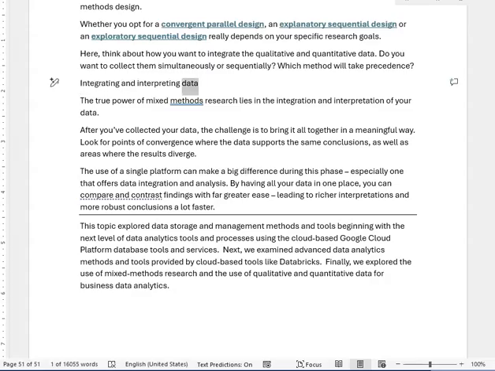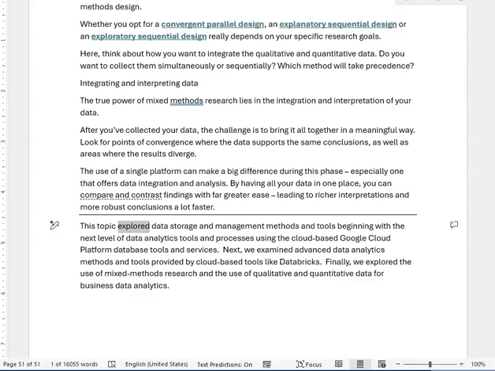Integrating and interpreting data. The true power of mixed methods research lies in the integration and interpretation of your data. After you've collected your data, the challenge is to bring it all together in a meaningful way. Look for points of convergence where the data supports the same conclusions, as well as areas where the results diverge. The use of a single platform can make a big difference during this phase, especially one that offers data integration and analysis. By having all your data in one place, you can compare and contrast findings with far greater ease, leading to richer interpretations and more robust conclusions a lot faster.